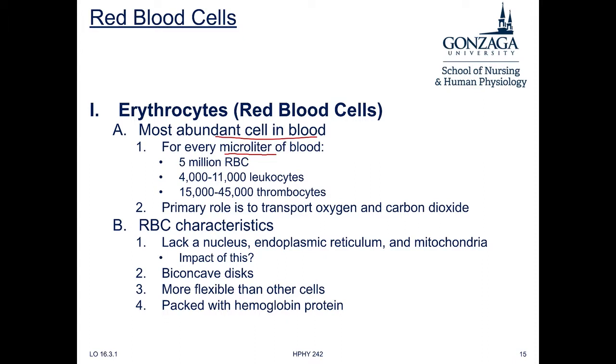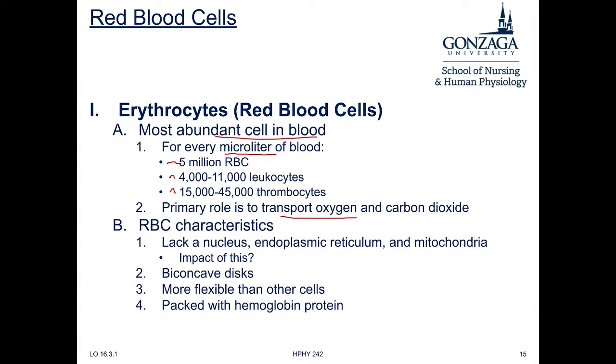However, to put this into context, for every microliter of blood, microliter being a tiny, tiny amount, you have roughly 5 million red blood cells, and this is compared to just roughly 4,000 to 11,000 leukocytes or white blood cells, or roughly 15,000 to 45,000 platelets, thrombocytes. So the vast majority of the cellular components of your blood are red blood cells. And I've mentioned their primary roles, so again, just emphasizing this here. Let's talk a little bit more about the characteristics.